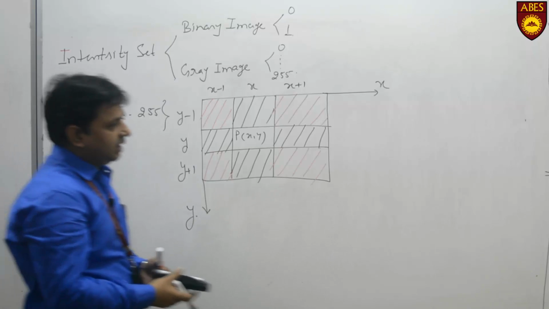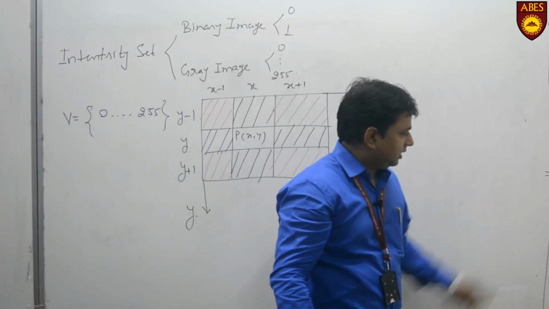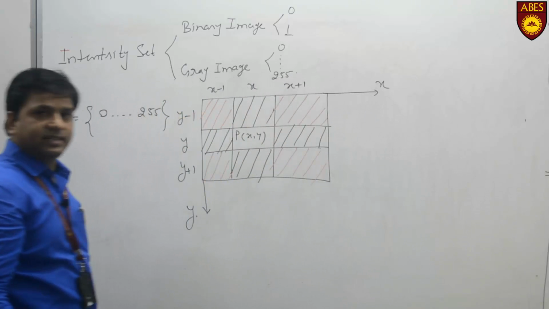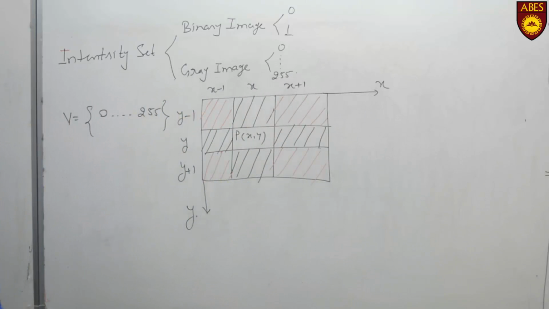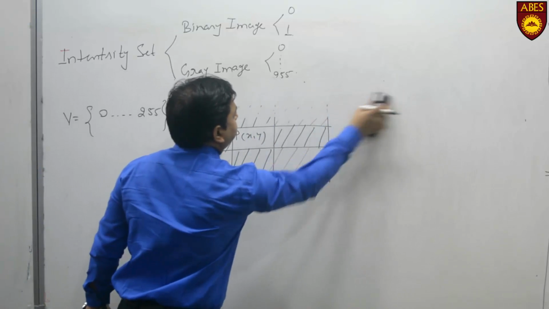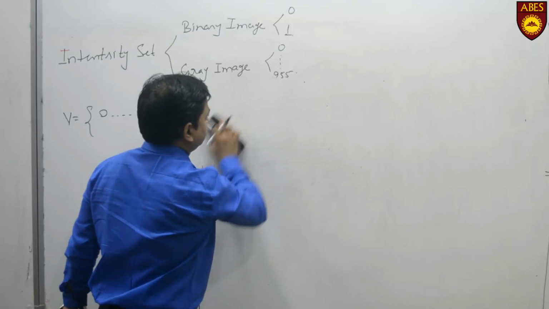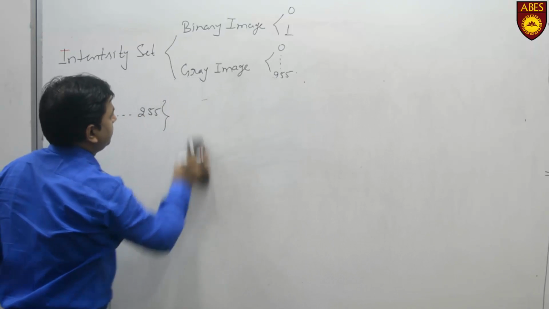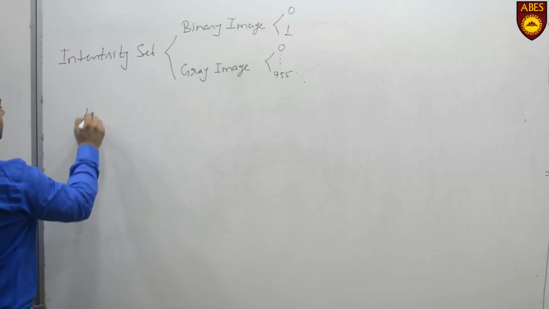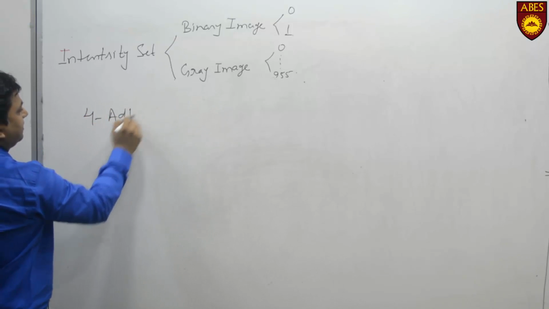In case of adjacency, we have three types of adjacency. First is 4 adjacency, second is 8 adjacency, and third is mixed adjacency. So we take an example. So what is 4 adjacency?